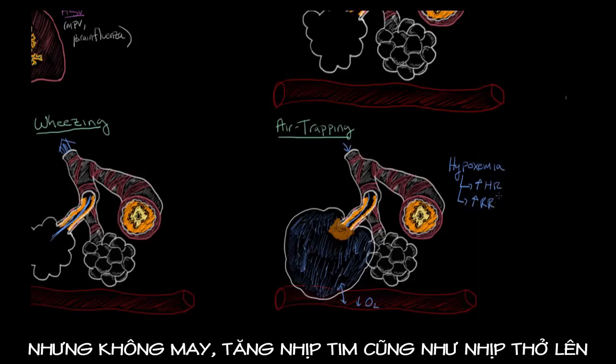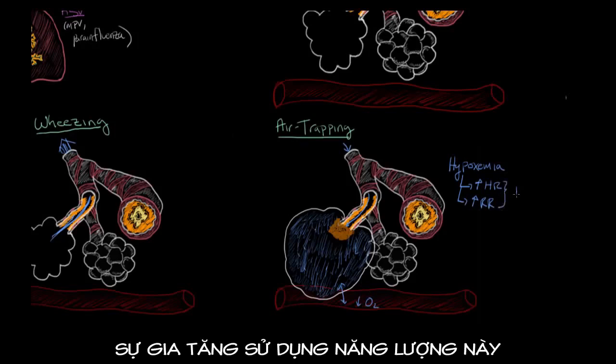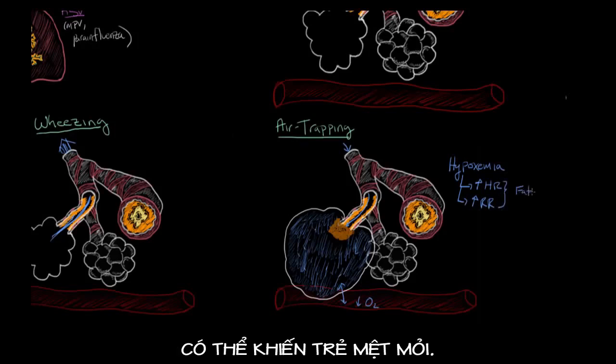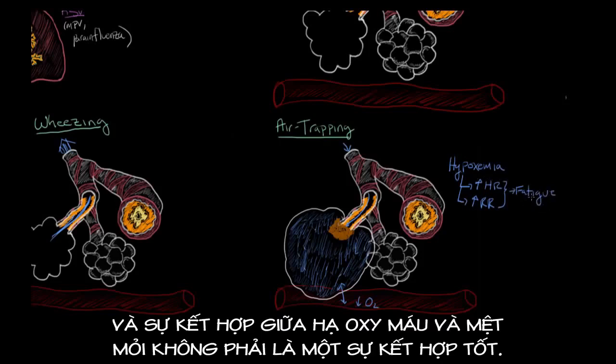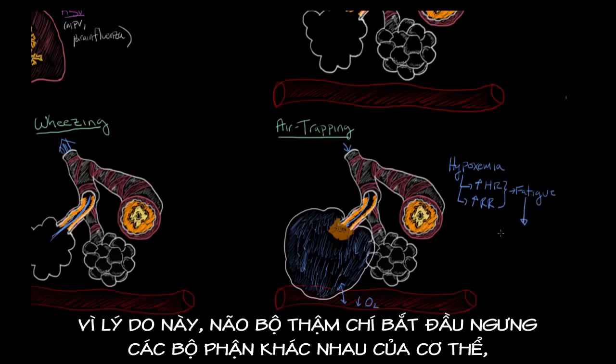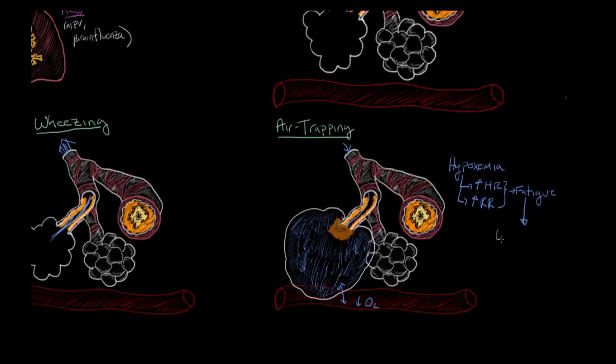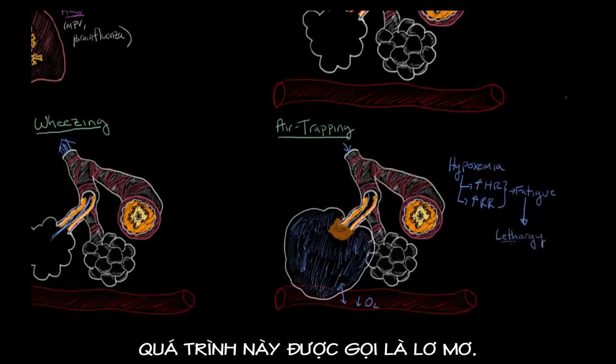But unfortunately, increasing one's heart rate as well as one's respiratory rate consumes a lot of energy. This increased utilization of energy may cause a child to become fatigued. And this combination of hypoxemia and fatigue is not a very good combination. Because of this, the brain actually starts to shut down different parts of the body in order to conserve the energy and oxygen it has for the most vital functions. This process is known as lethargy.